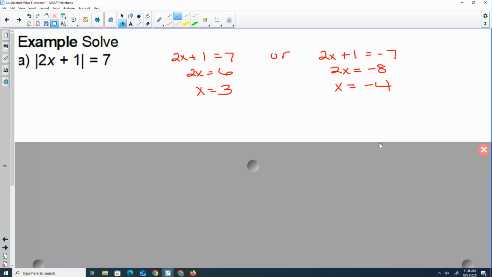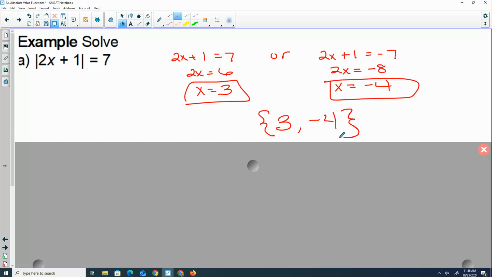Is there a way to know if our answers are correct? Yeah, we can plug them into the original. If I put in a 3, I get the absolute value of 7, which is 7. If I put in a negative 4, I get the absolute value of negative 7, which is 7. For your answer, you can box both of these in, or we can write it, it is only those two numbers, so it's just a solution set. So you could put them in the solution set brackets. Either way is fine.